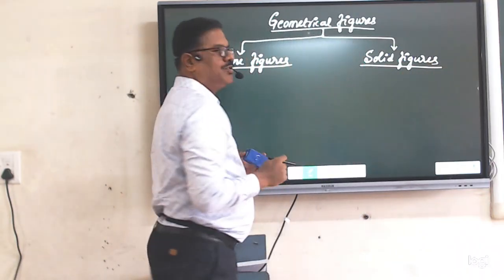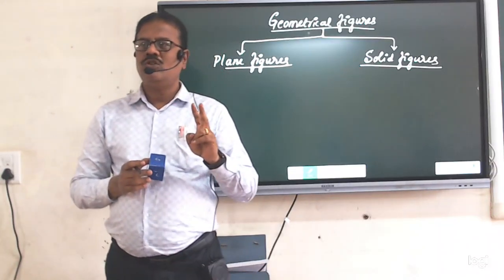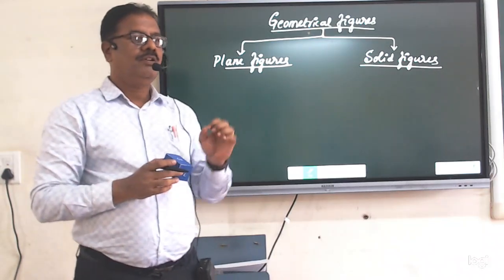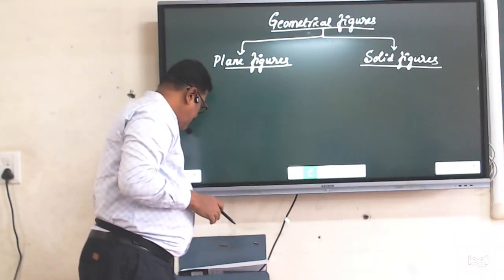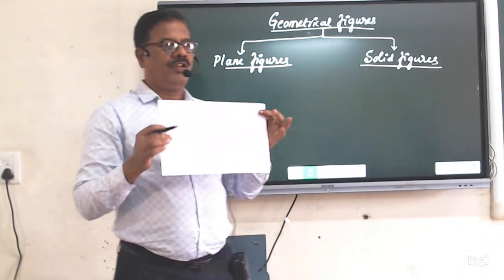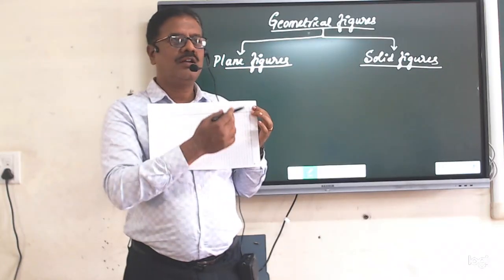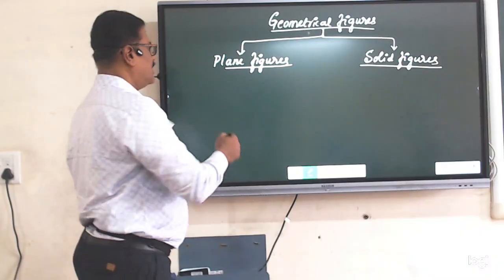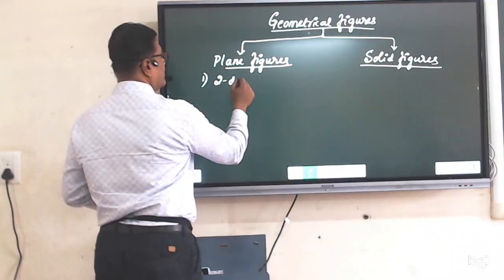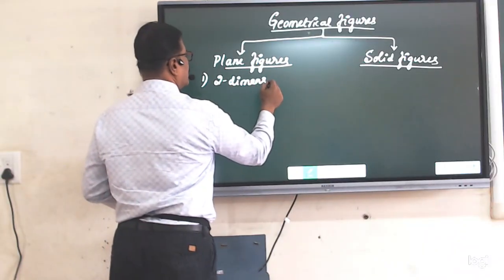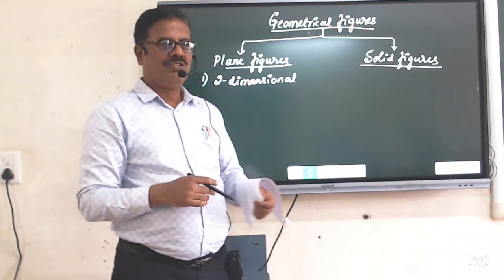So, into how many types are geometrical figures classified? Geometrical figures are classified into two types. Which are the two types? Plane figures, solid figures. As I said, this is an example of a plane figure. This side you said what? Length. This side? Breadth. So it has two dimensions. All plane figures have two dimensions. So we can say that all plane figures are two-dimensional figures.